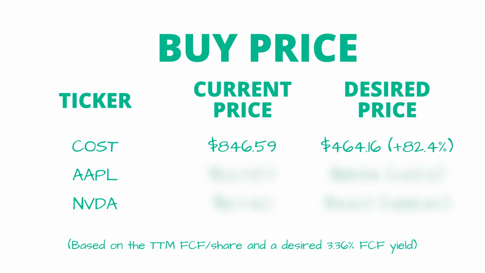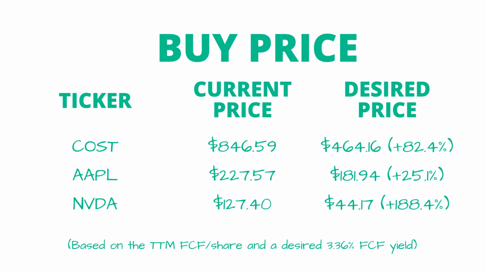So starting here at the top with Costco, based on a 3.36% free cash flow yield, if we wanted to buy this company at that free cash flow yield, we'd want to buy Costco at around $464 per share, which based on its current share price means it is just way, way overvalued, okay, to the tune of about 82.4%. So we may want to wait for cheaper prices with Costco if we're using this valuation method. But anyway, moving on to the second company, Apple, it's a pretty similar story based on the same free cash flow yield. We'd want to buy Apple at around $182 per share, which means that it's still about 25% overvalued.